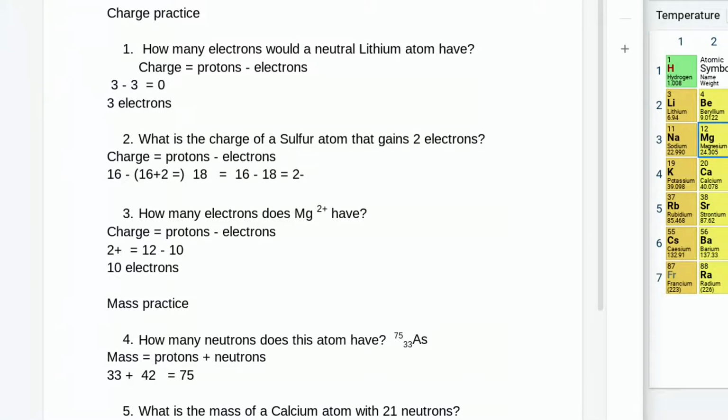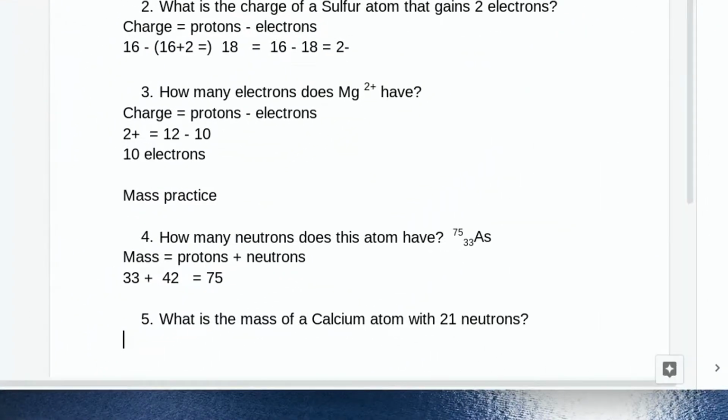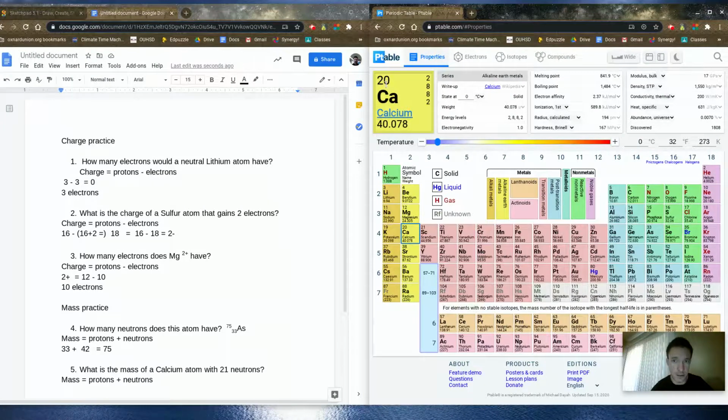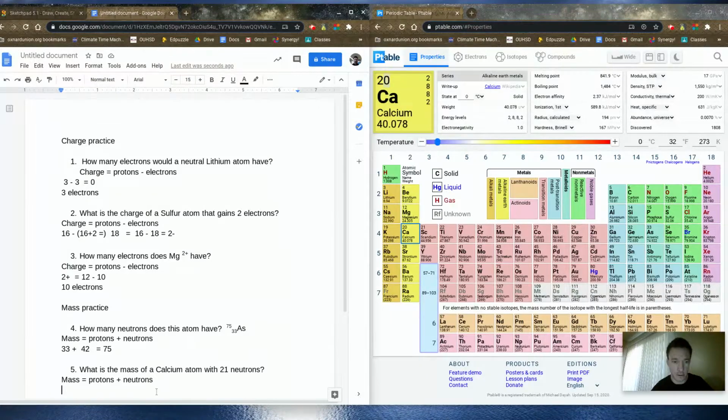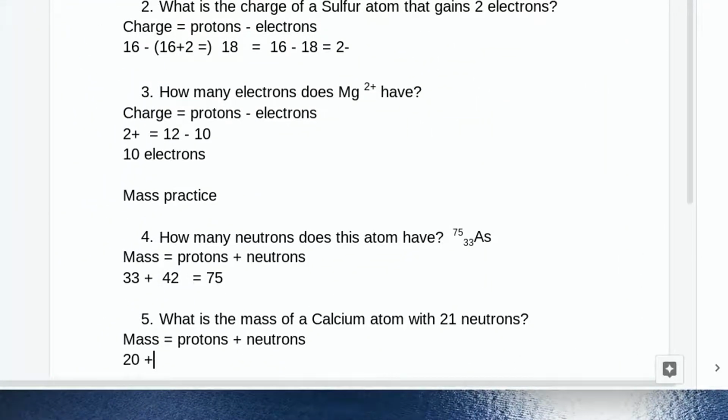Last one. What is the mass of calcium with 21 neutrons? Mass equals protons plus neutrons. So let's check calcium on the periodic table. Calcium has 20 protons. 20 protons. All right, 20 plus, and the question tells us 21 neutrons equals 41. That's our mass.